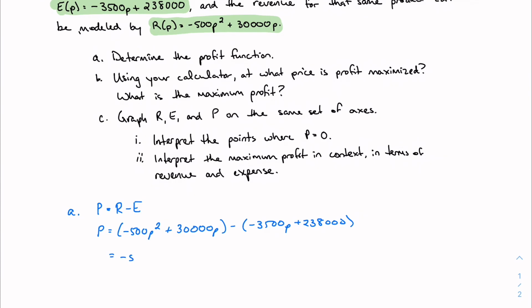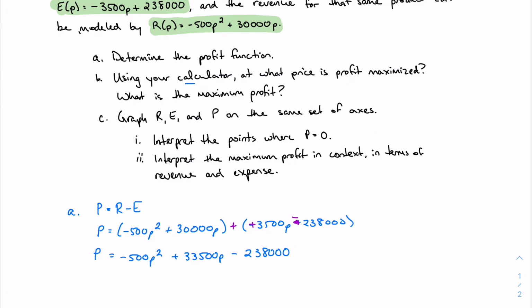So I'm going to get negative 500p squared. If I distribute my negative, right, this becomes positive, positive, negative. So we get negative 500p squared plus 33,500p minus 238,000. So this is the profit function, capital P, in terms of price, lowercase p. I know it gets a little confusing, so you really want to be clear with the way that you write it out.